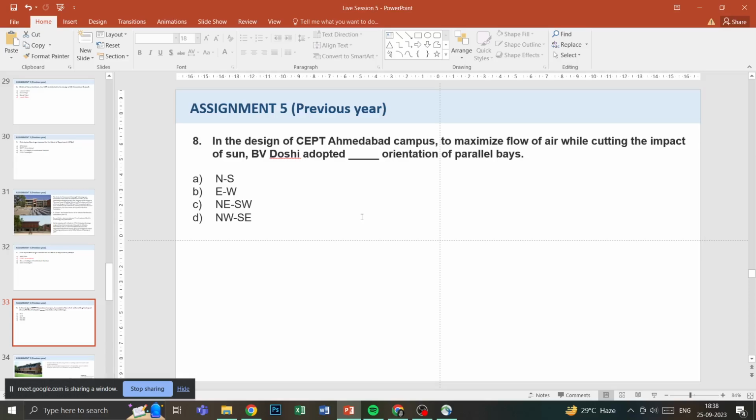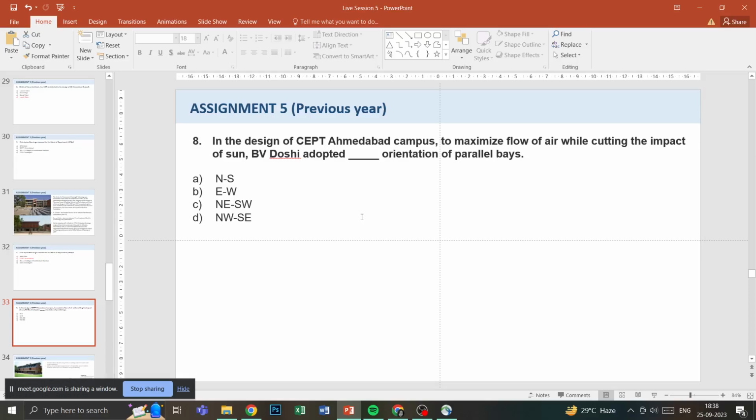Moving to question number 8. In the design of CEPT Ahmedabad campus, to maximize flow of air while cutting the impact of sun, B.V. Doshi adopted which orientation of parallel bays? So the question is asking that in the design of CEPT Ahmedabad campus, in order to maximize the flow of air and also to cut the harsh sun that we get in Ahmedabad, because it is located in the west side of the country, it has a hot and dry climate, and it gets really hot summers, so it's really important to cut sun in Ahmedabad.